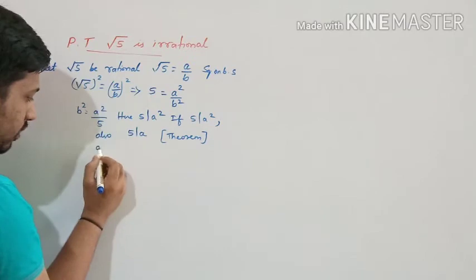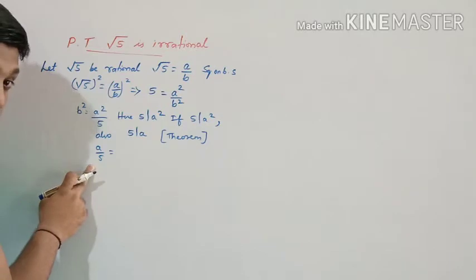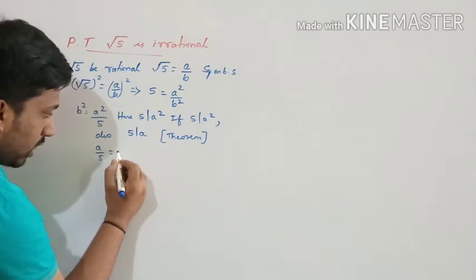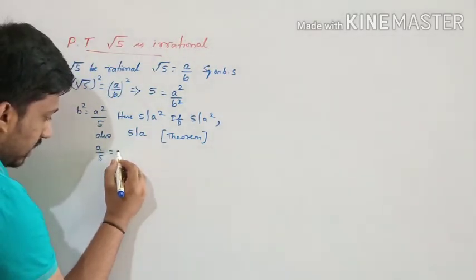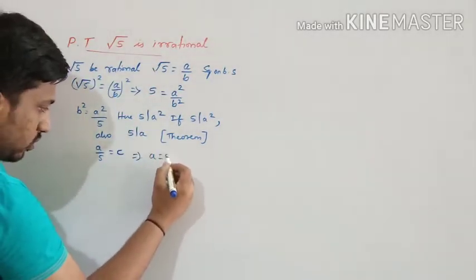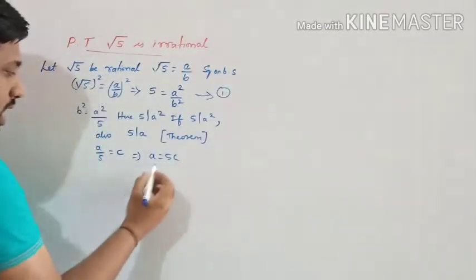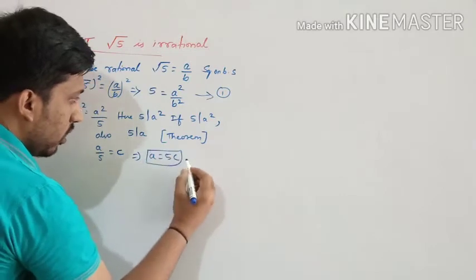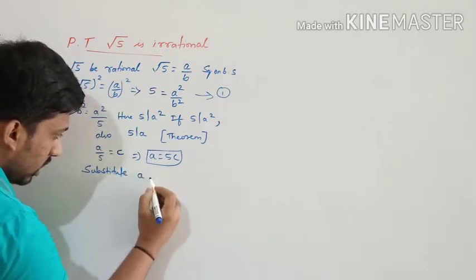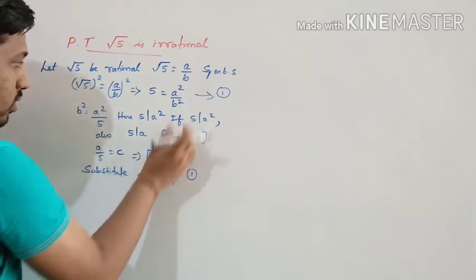So if 5 divides a, we are going to get some integer. That one I am going to take as c. So that implies a is equal to 5c. If I take this as equation 1, I am going to substitute this a value in equation 1.